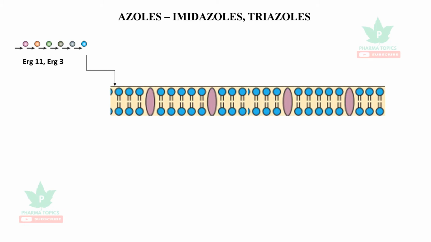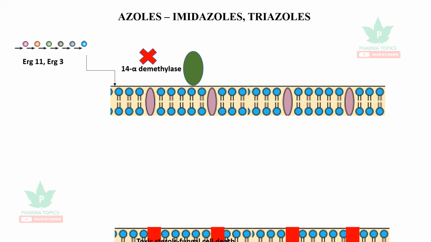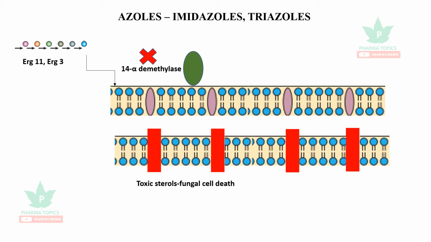The next category of important drugs are azoles. They may be imidazoles and triazoles. In the formation of ergosterol, the genes ERG11 and ERG3 are important. With the help of 14 alpha demethylase, ergosterol is formed. When the azole antifungals enter into the cells of the fungus, they inhibit the enzyme 14 alpha demethylase. That leads to formation of toxic sterols instead of ergosterol, and that causes fungal cell death.